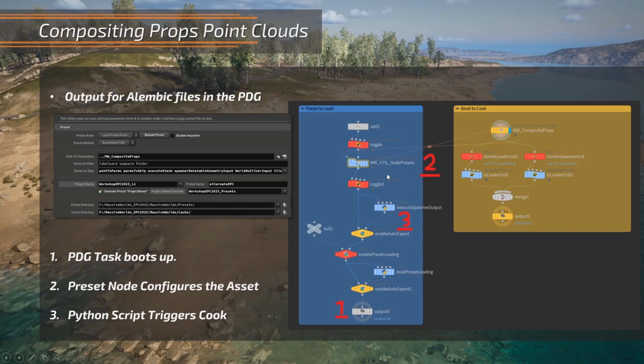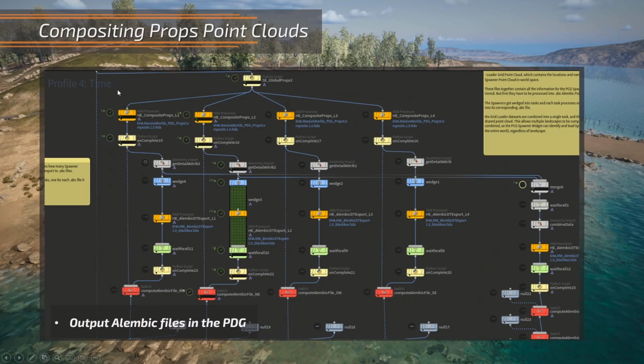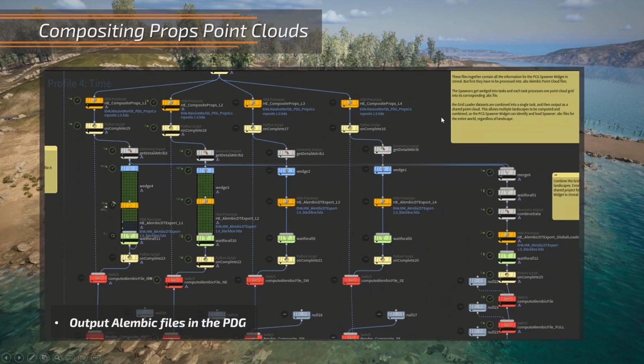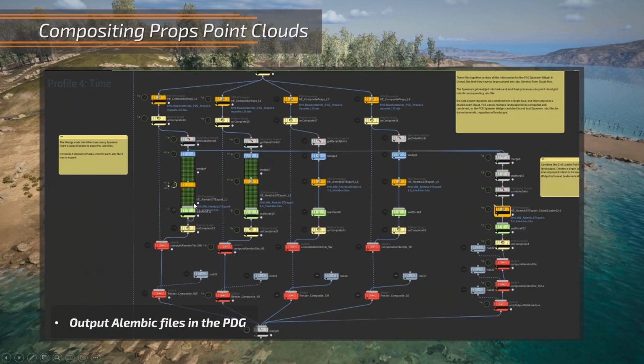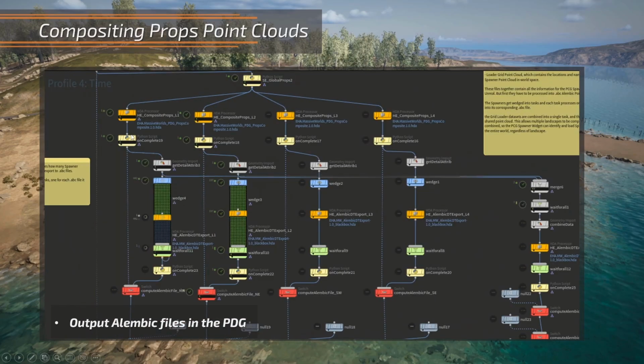So the way I've set this up here is simply by making the left chain prepare this node and then trigger it. It means that the settings on this node are configured first, and then the node is cooked. And this happens in the PDG. So if we look at the PDG, basically, we're going to be running the composite props over here in the background, and then it's going to run this node down below, which outputs the data from the composite props into the Alembic point clouds.